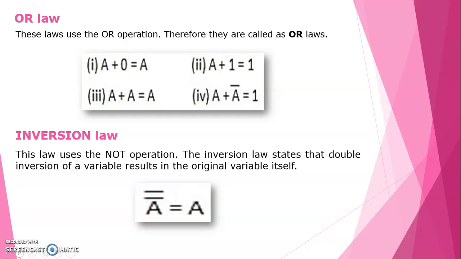Next is your inversion law. This law uses the NOT operation. The inversion law states that a double inversion of a variable results in the original variable itself. A double bar equals A. Suppose you have B double bar, then it is B only. That means a double inversion settles, and the result is the original variable itself. This is the OR law and this is the inversion law. First you have to understand the law and what the answer will become, and this is used in equations.